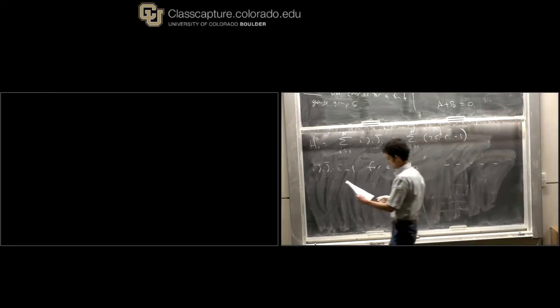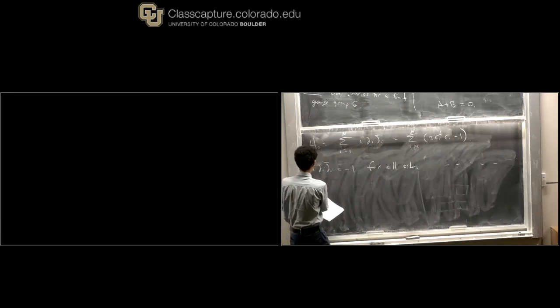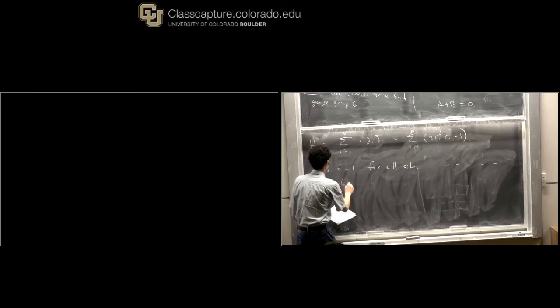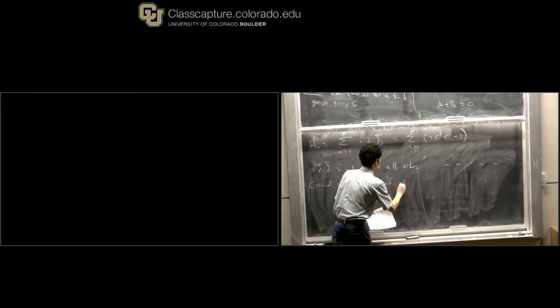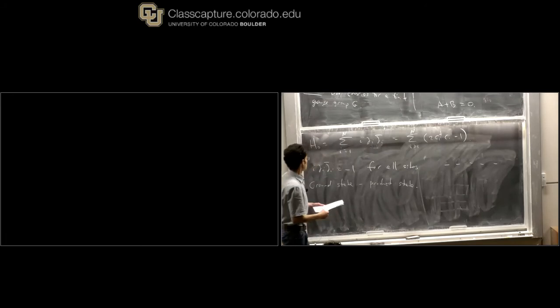So the ground state is a product state. If I want an excitation, I can flip one of these gamma bars. That costs me energy 2, delta equal to 2. So there is a unique ground state and it's gapped.